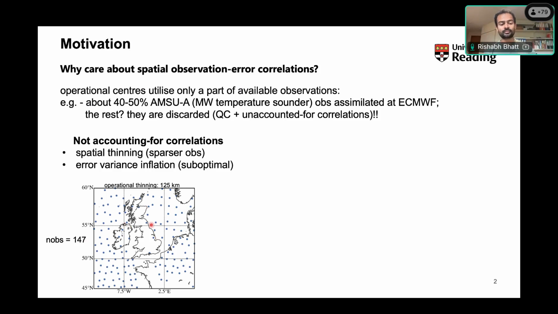You also have to do some error variance inflation. You inflate the diagonal entries of your observation error covariance matrix because you're not accounting for the correlations, so you have to downgrade the observations in the sense that you give less weight to them.